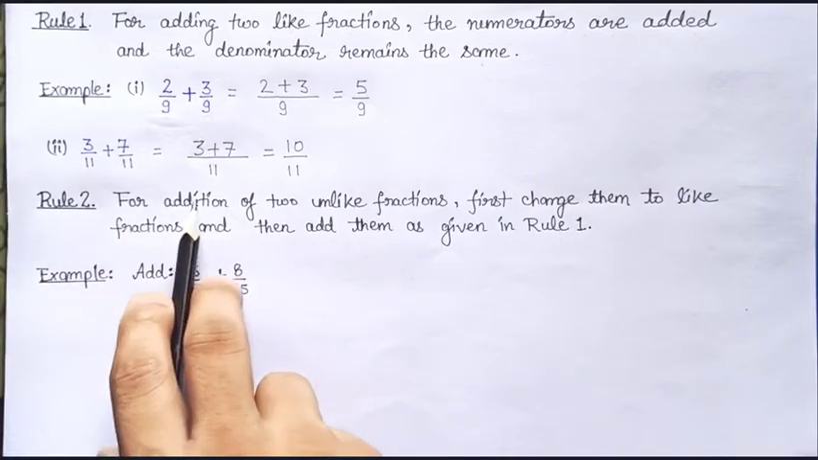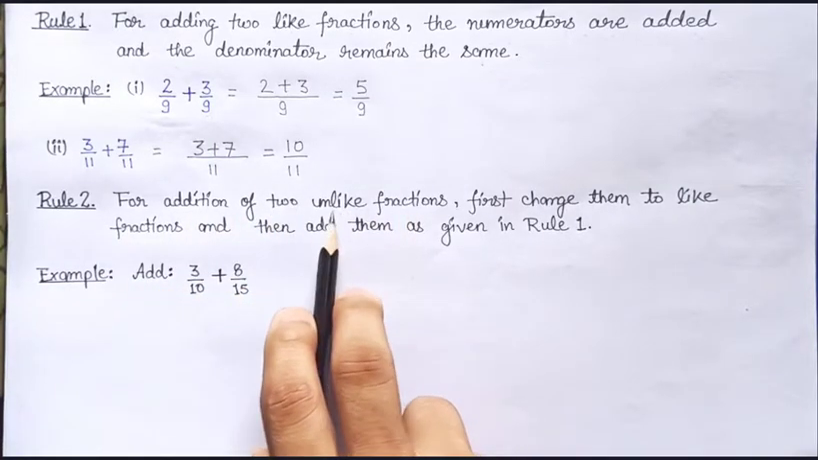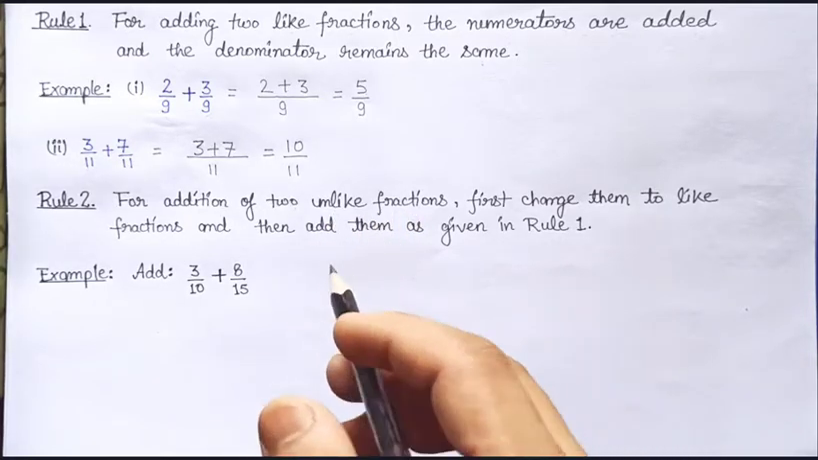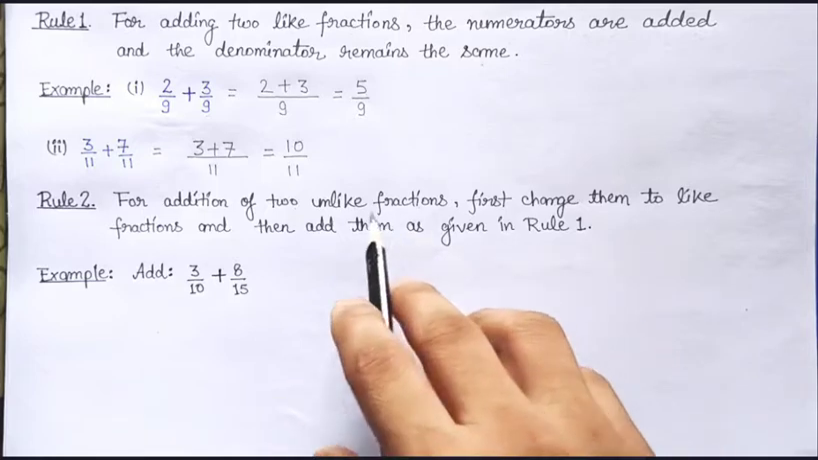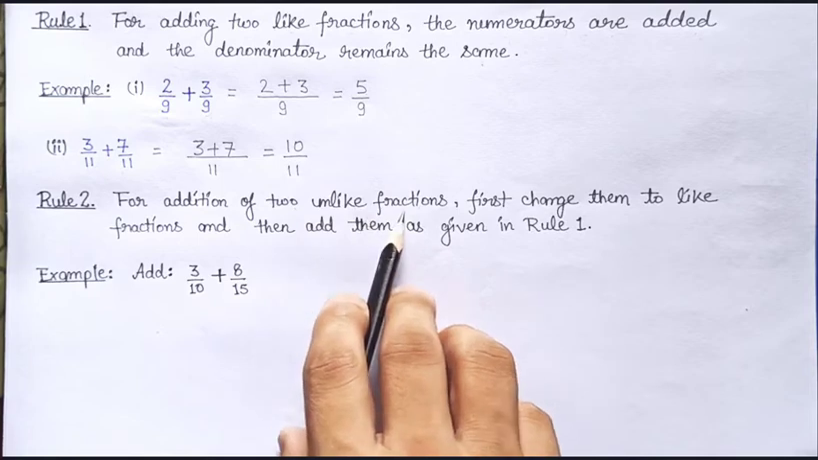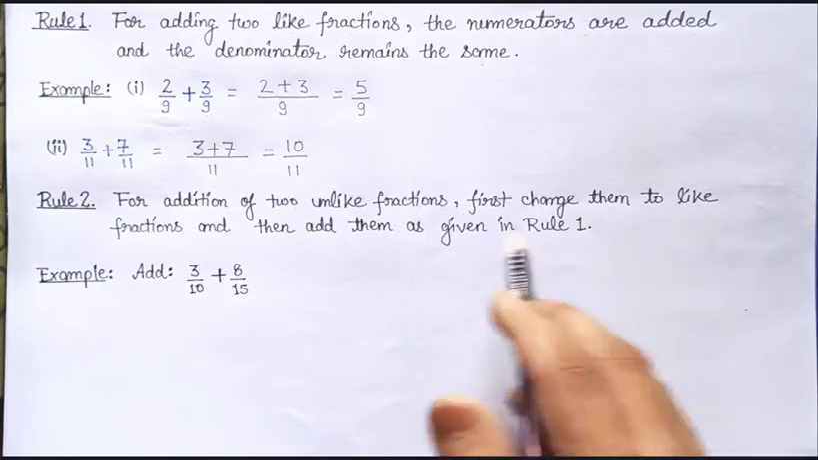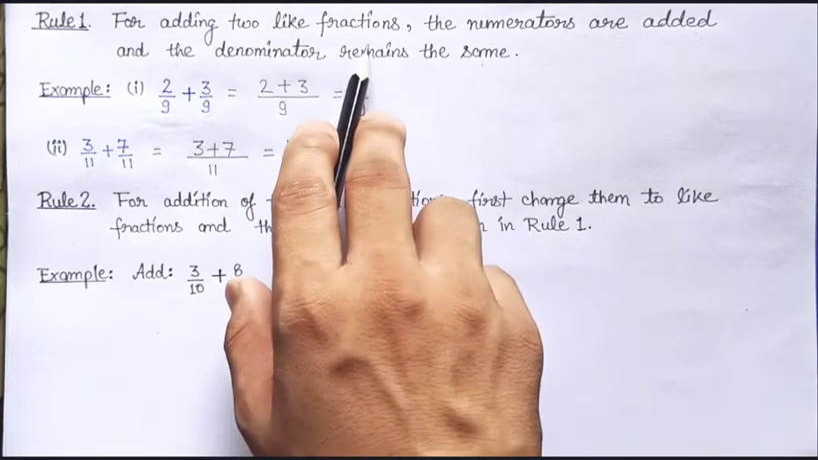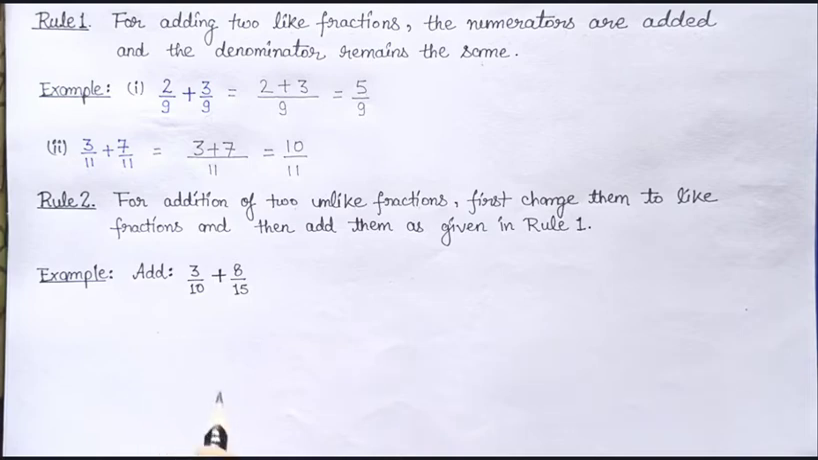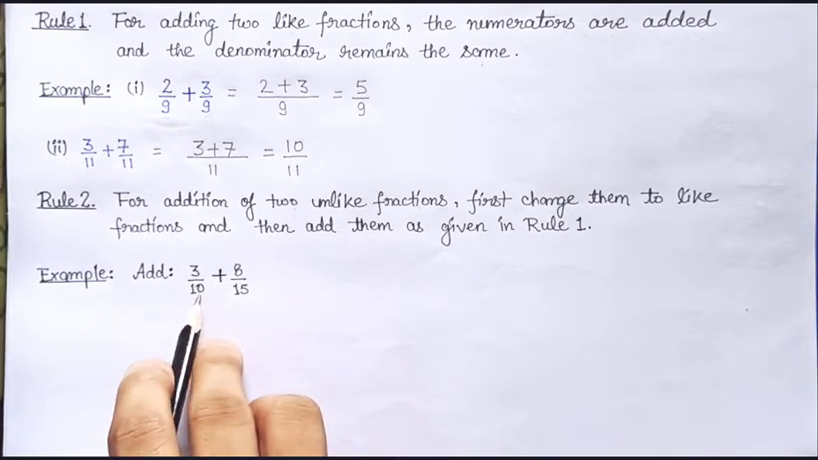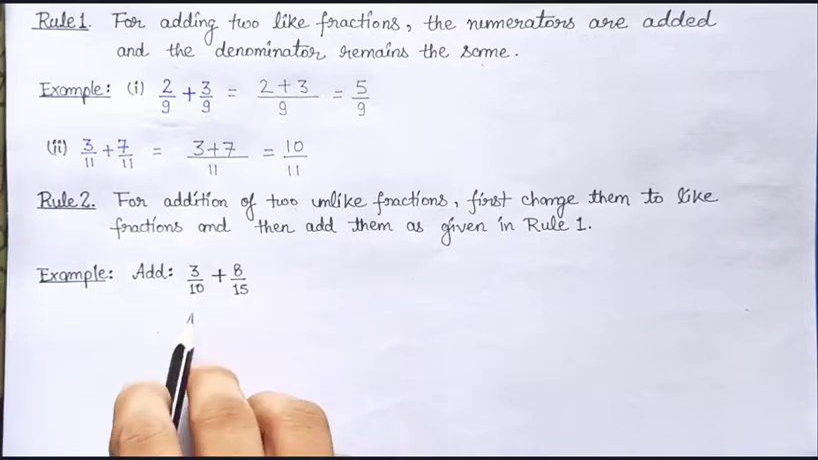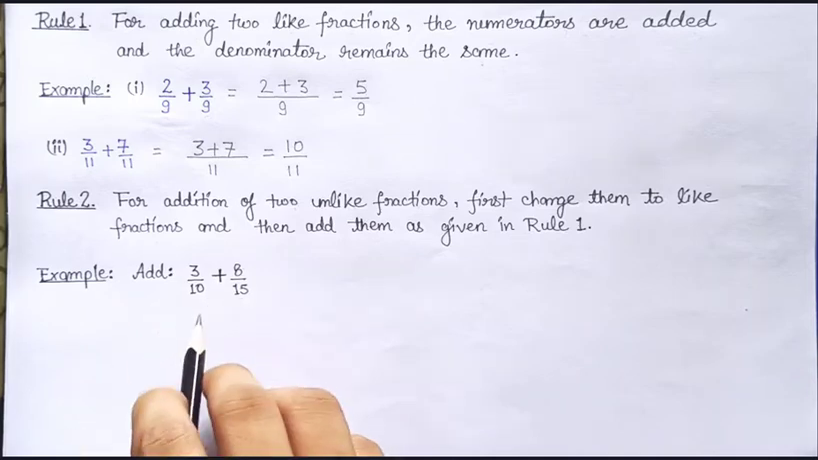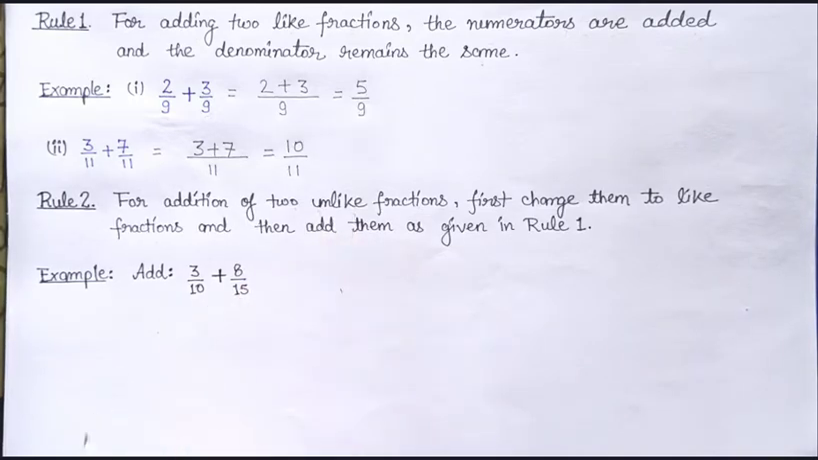Now rule 2: for addition of two unlike fractions. Unlike fractions, students, are those fractions having different denominators. So whenever we have to add two unlike fractions, we first change them to like fractions and then add them as given in rule 1. Let us see an example: 3 divided by 10 plus 8 divided by 15. You can see that the given two fractions have different denominators, that is 10 and 15. So we can say the given two fractions are unlike fractions.